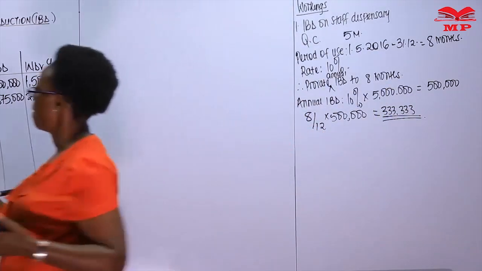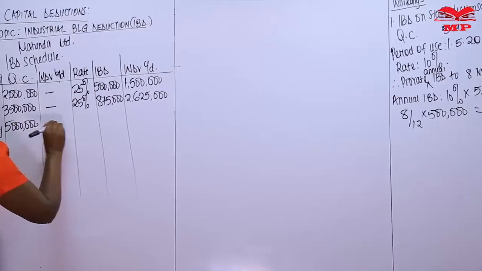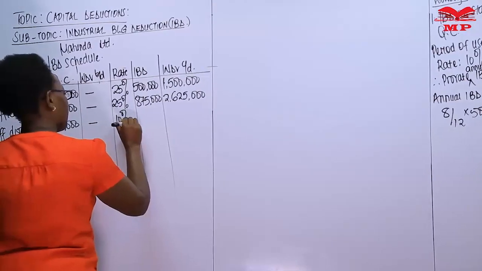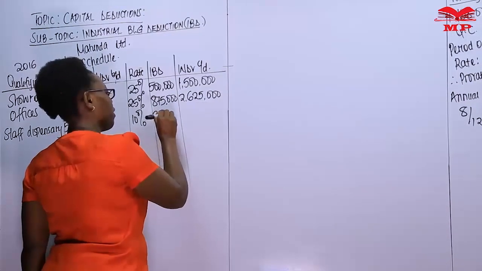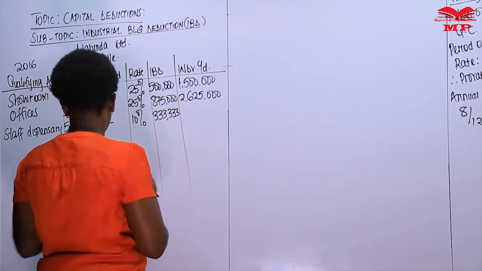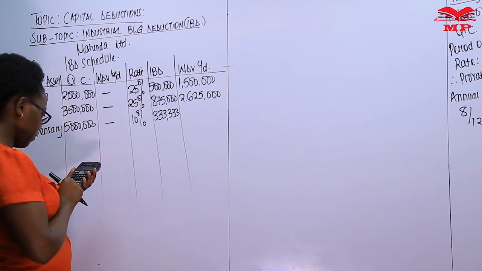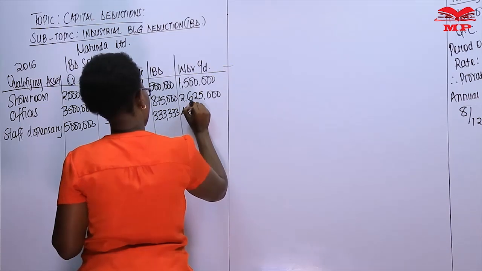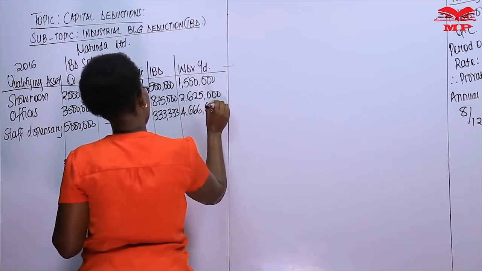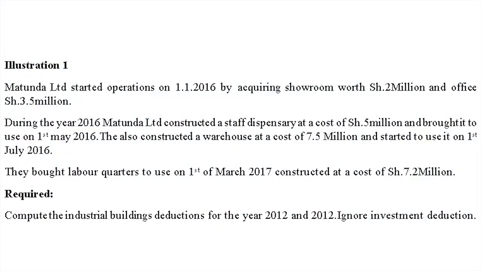So we paste that here. Staff dispensary, qualifying cost was 5 million, year of first use, 10%. So from our working one, we get 333,333. So the remaining is 5 million minus 333,333, which is 4,666,667.